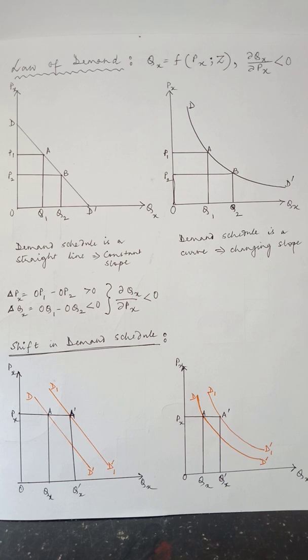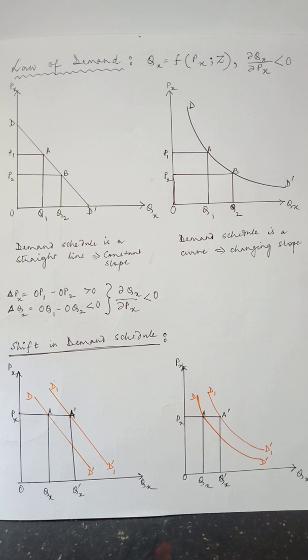So the shift from Qx to Qx dashed will happen because the demand schedule has changed. The demand schedule will change because of the change in other factors. But whenever the price of the own commodity changes, we move along the demand curve. But whenever the change is there in other factors, the demand schedule will shift all over, from right to left or from left to right, as may be the case.